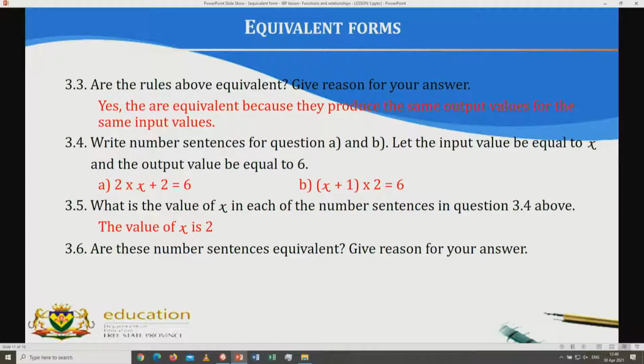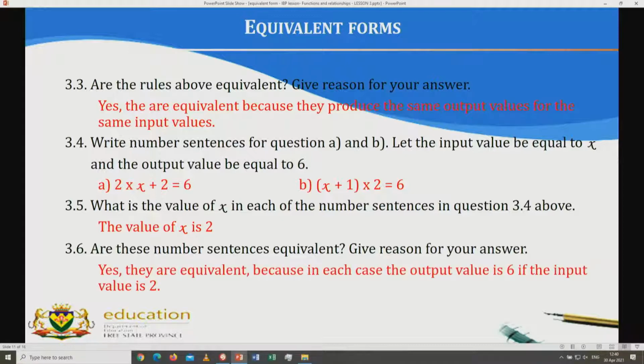Number 3.6, are these number sentences equivalent? Yes, they are equivalent because in each case, the output value is 6 if the input value is 2. Then remember that, how did we come to this conclusion? We took the value of x, which is 2, and substituted, that is the correct way, into our number sentences in 3.4.